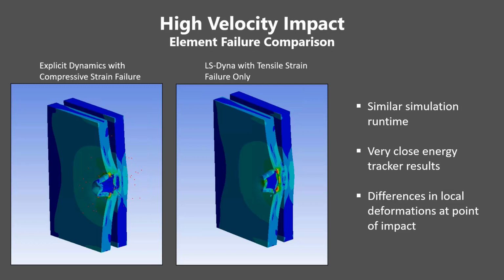And that's largely due to the fact that there was some compressive strain failure criteria being used in the Explicit Dynamics setup that wasn't being used in the LS-DYNA setup. And that really, again, can change some of the local level effects within your simulation, those little nuances in terms of how elements are going to be removed.